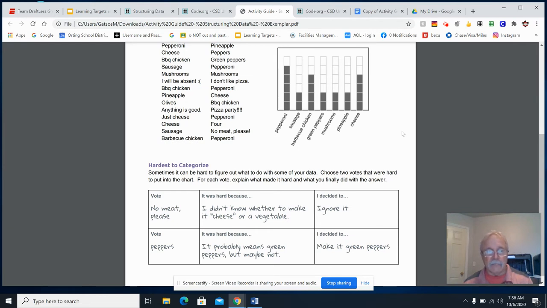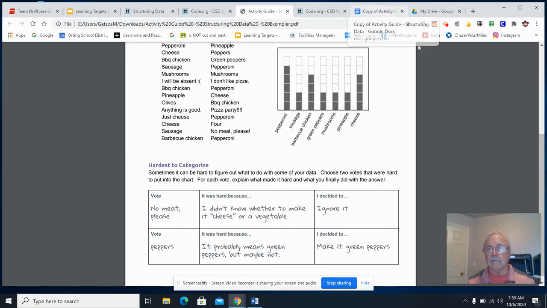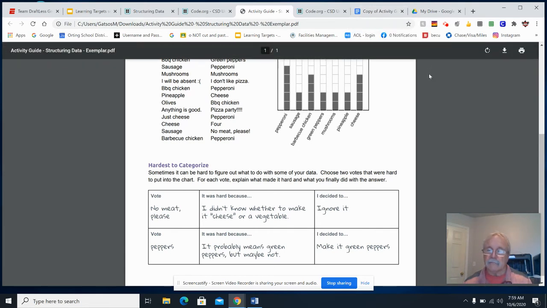Okay, the other one, peppers. It was hard because it probably means green peppers, but maybe not. I decided to make it green peppers, which was a good decision. Make it green peppers. And that way you don't have to draw a conclusion based on that. We know it's peppers, it's green peppers. That's usually what you see on pizza. So good choice on that one.